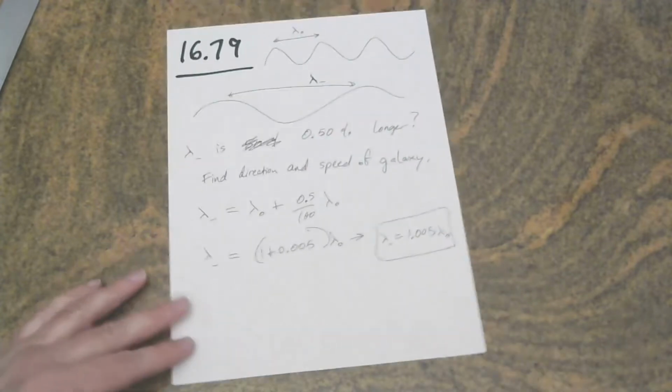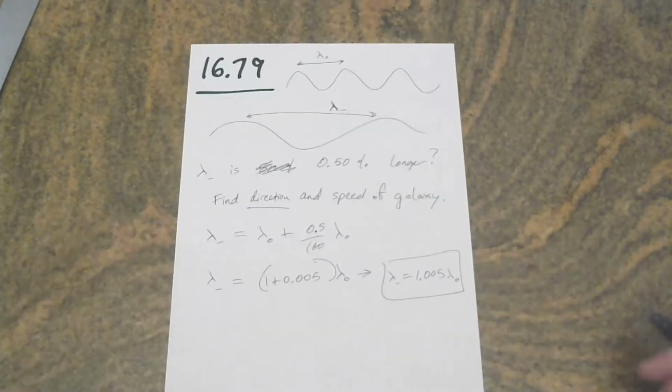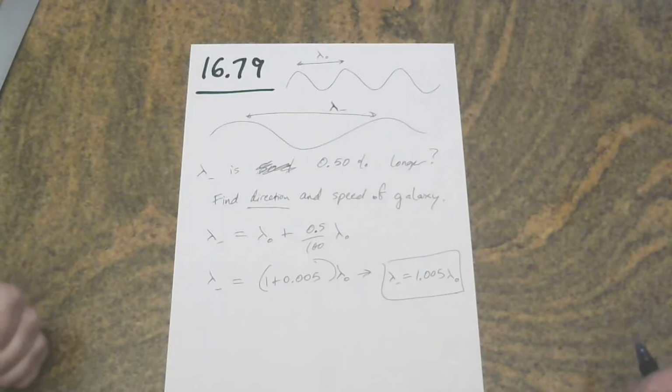One of the questions you're being asked is, in which direction is the galaxy moving? Well, it's moving away. We know that light is redshifted. In other words, the frequencies are shifted towards the low end of the spectrum if the galaxy is moving away, and it's blueshifted, meaning the frequencies go higher, if the galaxy is going towards you.